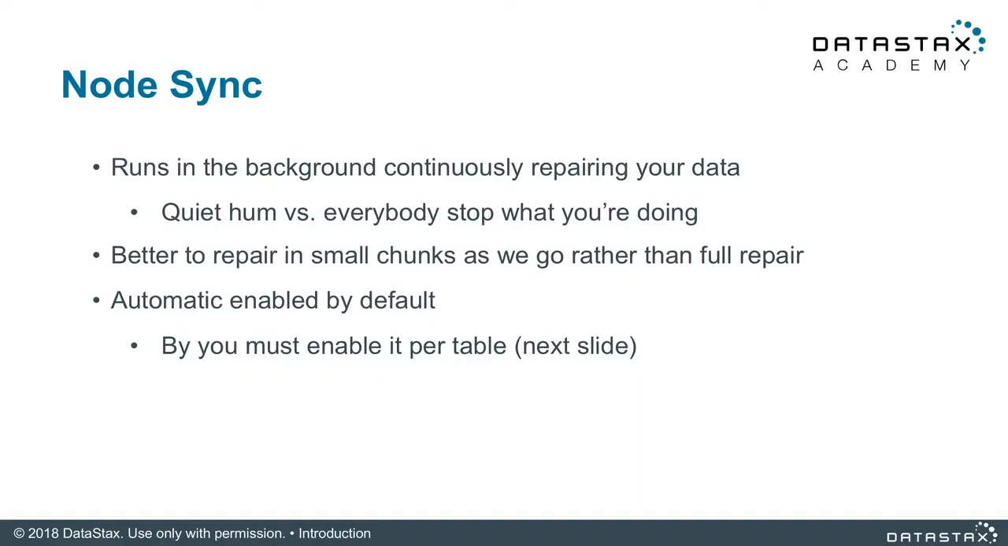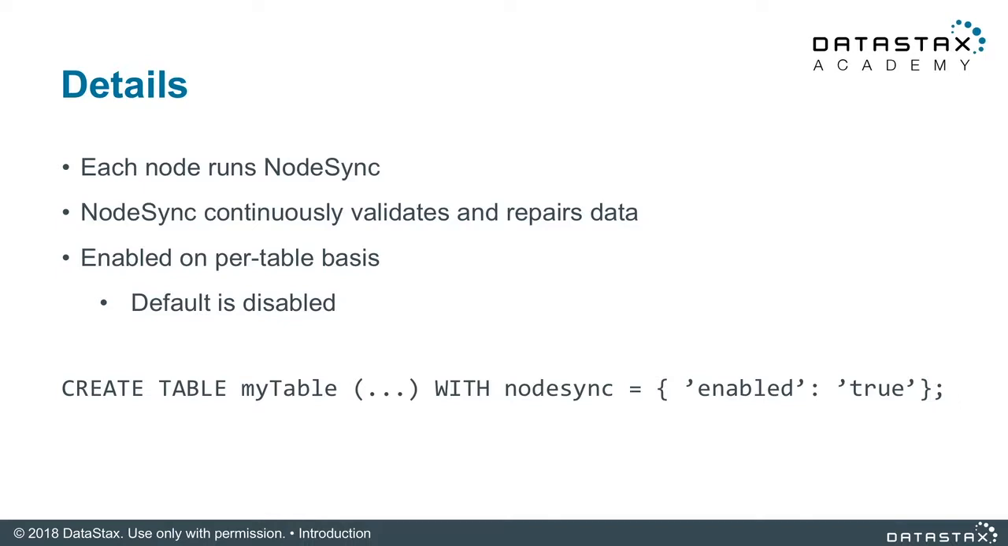This feature is automatically enabled in DataStax Enterprise, but you must enable it on a per-table basis. All nodes run Node Sync in the background, checking up on each other's replicas and ensuring that they are in sync. You can see how we enable Node Sync in the Create Table statement here.